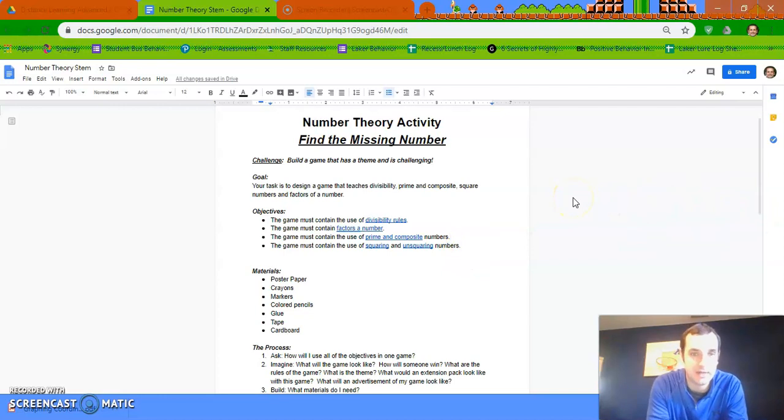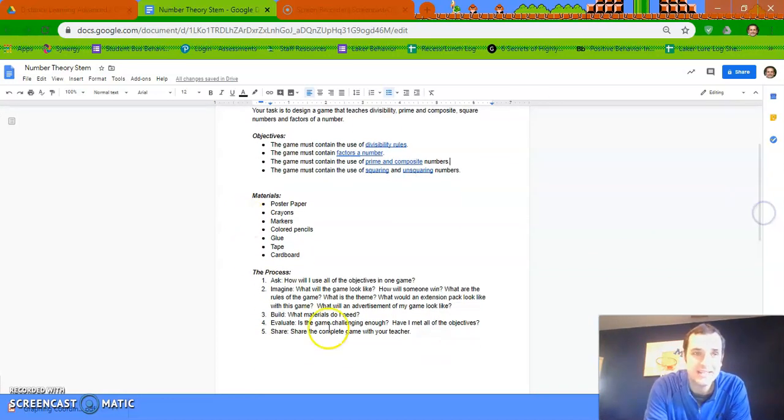Here are some materials you may need. Poster paper, or just a sheet of paper, or if you have some extra cardboard, whatever you would like for your game board. And here are some other materials listed. I'm not going to read those for you because I know you can read that. This document called Number Theory in STEM will be in your Google Classroom that I will have set up for you, so you will have access to this document.